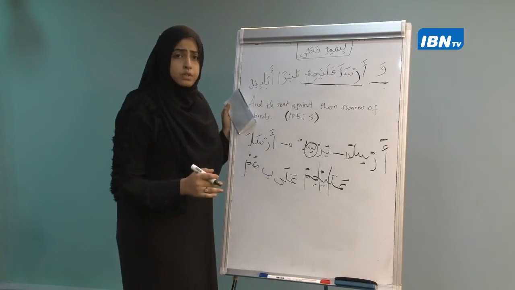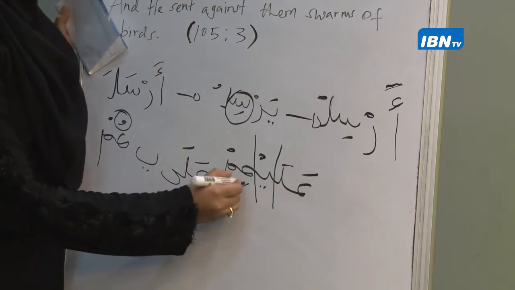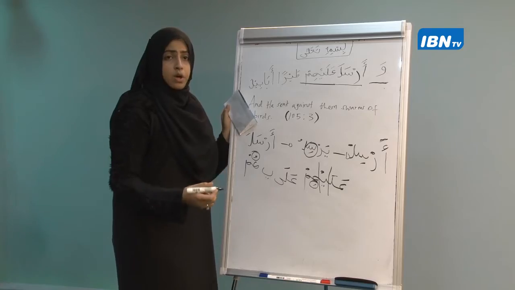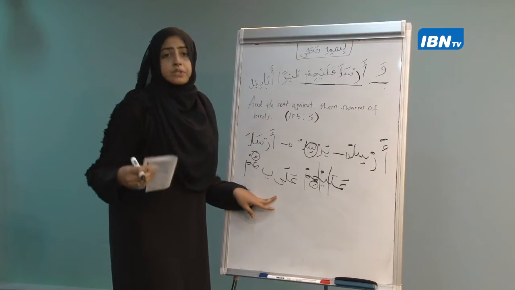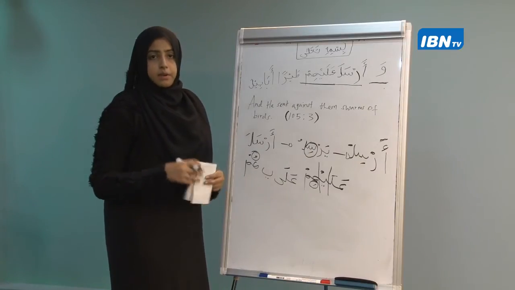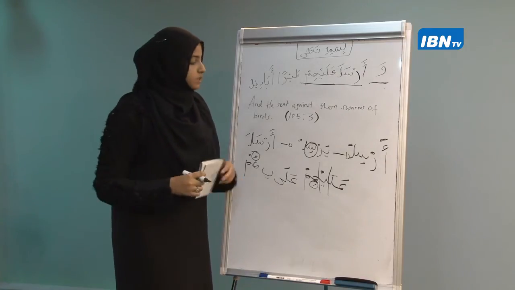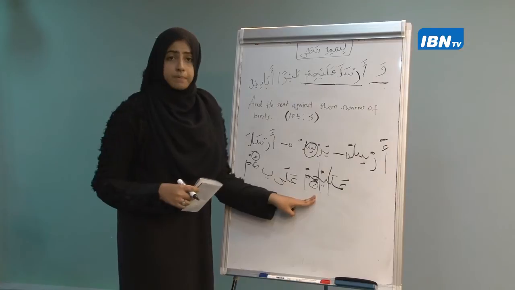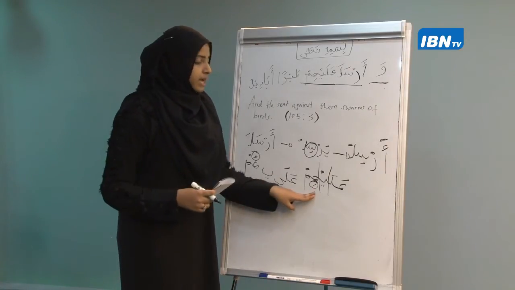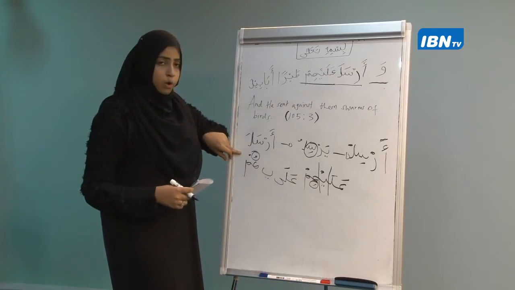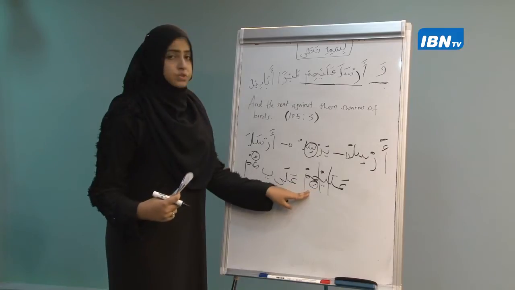But of course, you notice that here again the dhamma has changed into a kasra. Why? Because it is preceded by harful jar, the preposition ala. Remember I told you, if any preposition comes before an object, or now in this case before a pronominal suffix, the pronominal suffix or the object will carry a genitive case. So that's why the hum here, actually referring to them, has changed into genitive.